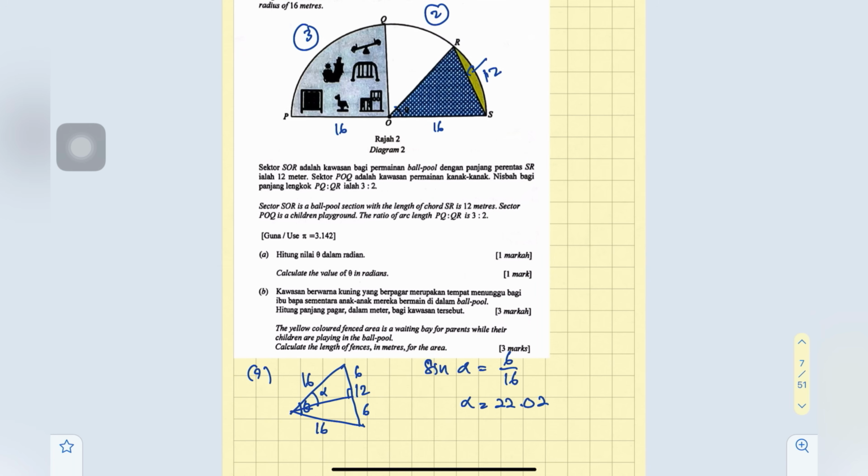So we want to find theta, so we just multiply by 2. 22.02 times 2 in radian, times 3.142 over 180. So we get 0.7689.